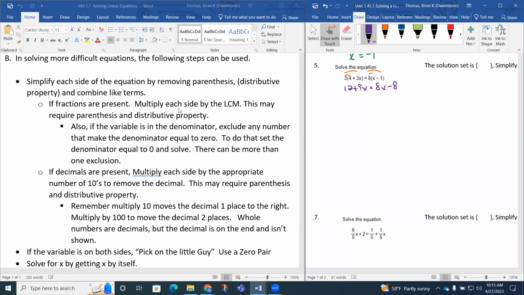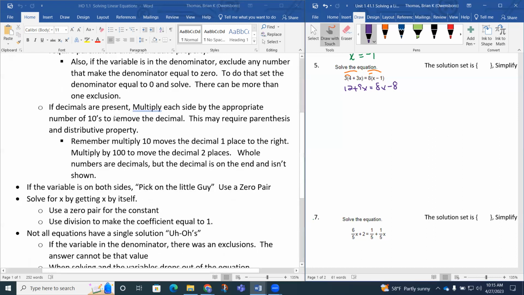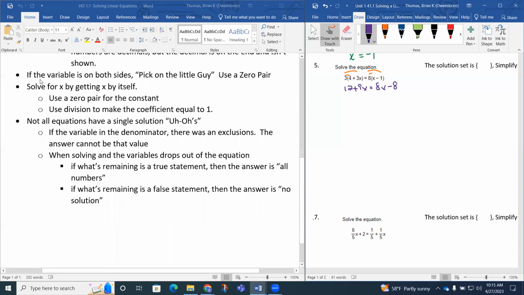So we simplified each side using distributive property. Notice how there's not any like terms. 12 and 9x are not like terms. 8x and -8 are not like terms, because remember, to be like terms, they have to have the same variable with the same exponent, and they don't. So we're done simplifying.